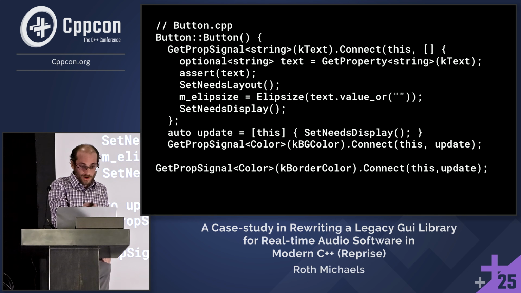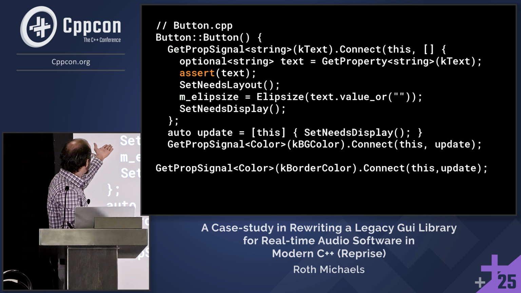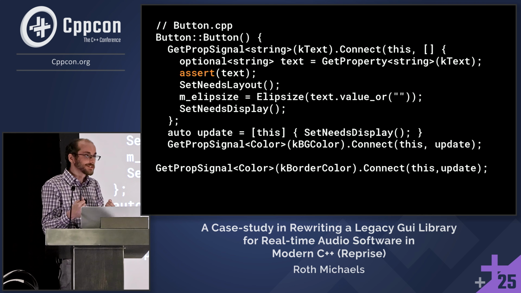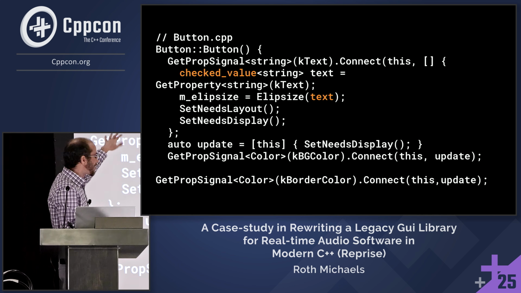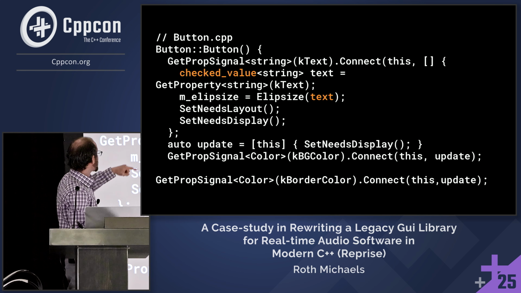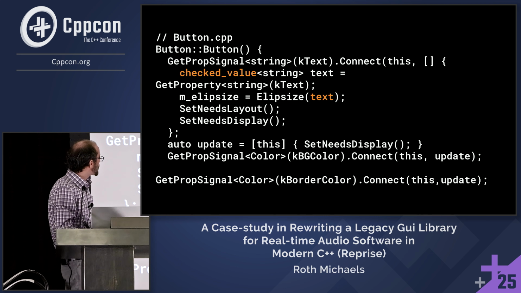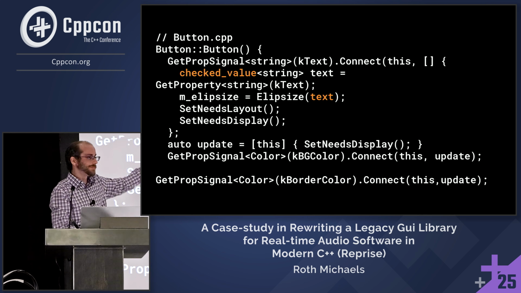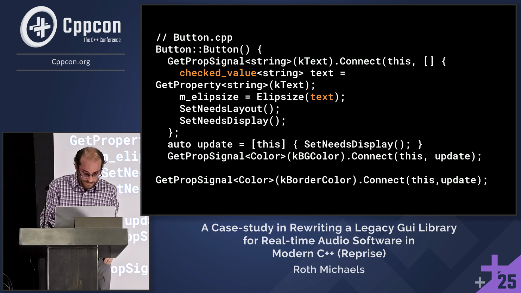And then if you look at, let's say we connect to some property signal and we get a property, and I said, oh, we get an optional, and we have to assert that, yeah, the get property works. And it's even worse because we weren't using standard optional. It's our own optional that has implicit conversions to default values. So in this case, what actually happens is if you pass the wrong name in for this property and it didn't exist, this check value will implicitly convert to an empty string, and you won't actually know anything happened unless you're listening for certain debug asserts.